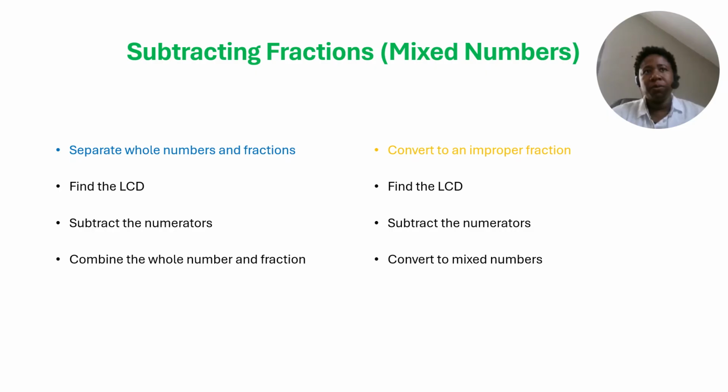So the first way, we separated the whole numbers and fractions, subtracted the whole numbers, then subtracted the fractions, and then ultimately combined the whole number and the fraction components at the end. The second way, we used the improper fraction approach, where we converted the mixed numbers to improper fractions, found the lowest common denominator, subtracted the numerators, and then converted the improper fraction back to a mixed number.